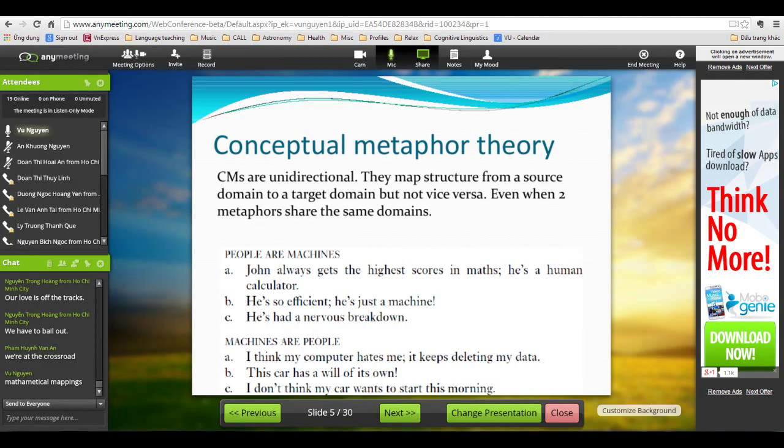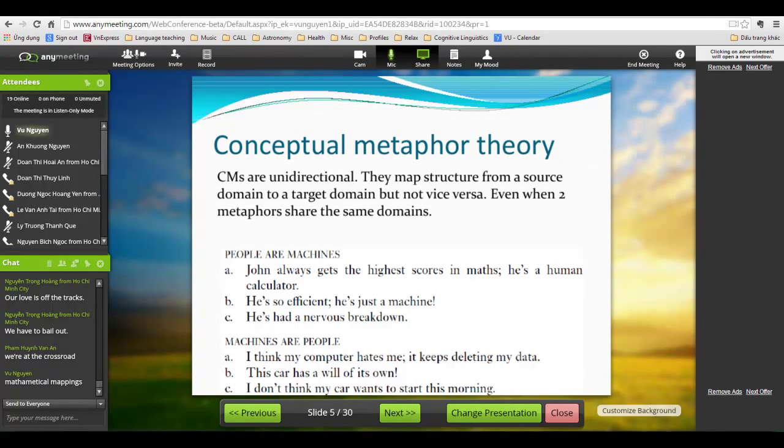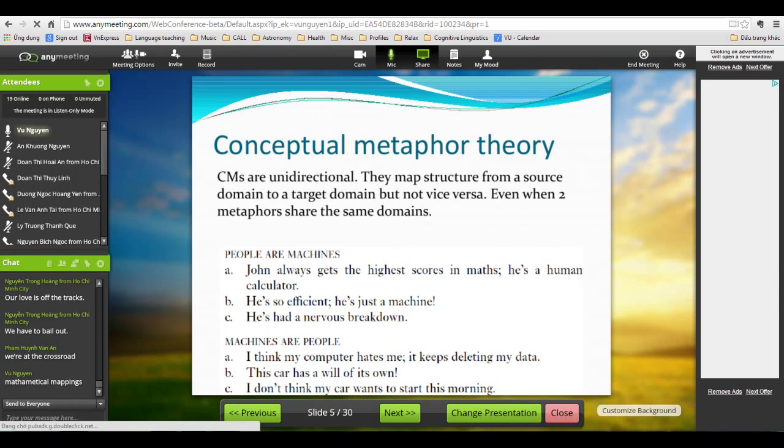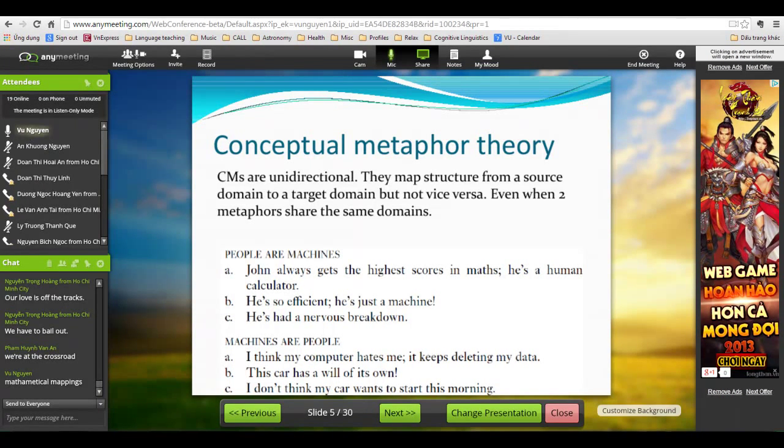Okay, this is obviously an expression motivated by our conceptualization of machines. And then we also have another conceptual metaphor: machines are people, as we can see in the language expressions on our slide. I think my computer hates me. It keeps deleting my data. And this car has a mind of its own. I don't think my car wants to start this morning.